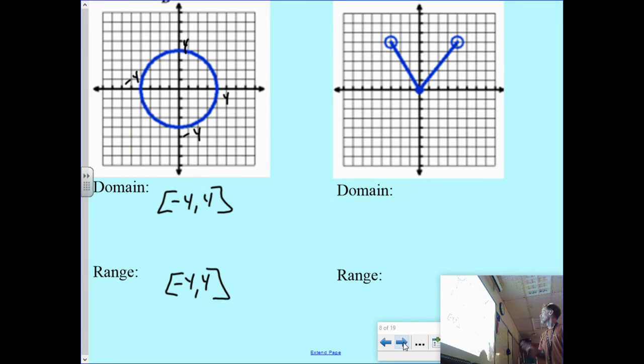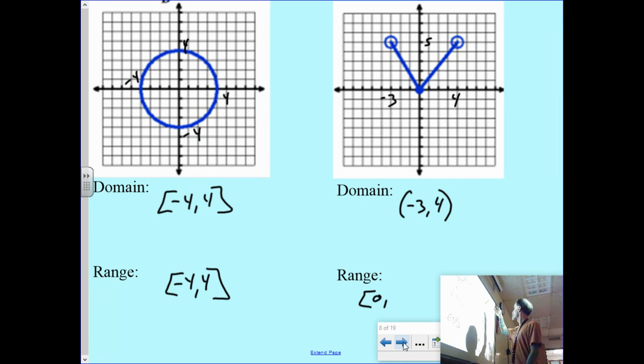So the domain here, left to right, looks like -3, -2, -1, 0, 1, 2, 3, 4. And again, both of those are open circles, so these are going to be parentheses on both sides. And then the range starts at 0, 1, 2, 3, 4, 5. Looks like both sides go to 5. But on the bottom, 0 is included, so that gets a bracket. And then the top side doesn't include that on either end. So that's going to be like that.